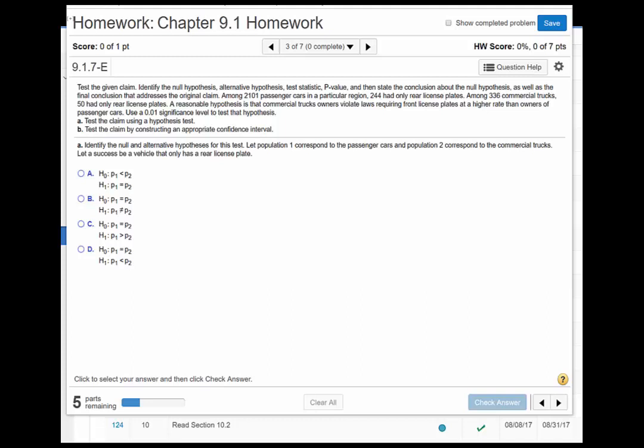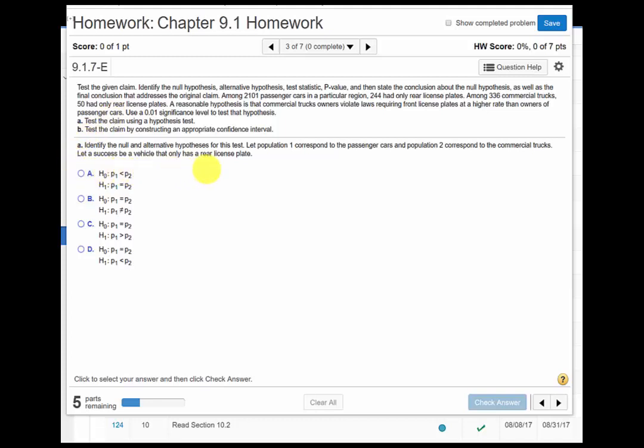In the A part, we are to identify the null and alternative hypotheses for this test. Let population 1 correspond to the passenger cars and population 2 correspond to the commercial trucks. Let a success be a vehicle that has only a rear license plate. In the problem, it stated that a reasonable hypothesis is that commercial truck owners violate laws requiring front license plates at a higher rate than owners of passenger cars.